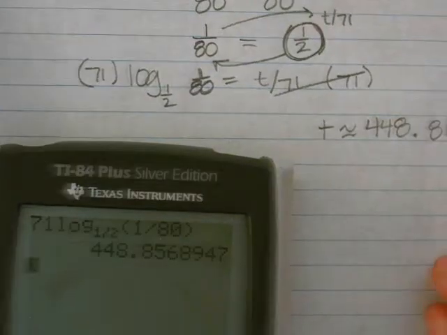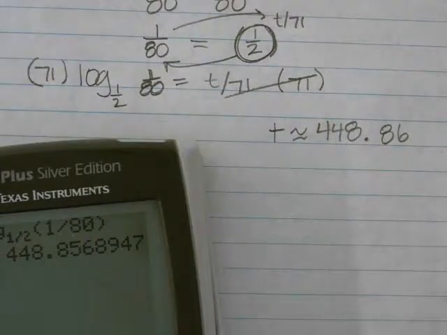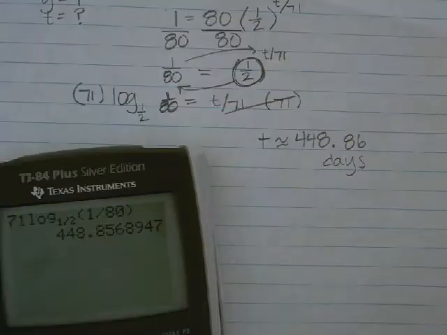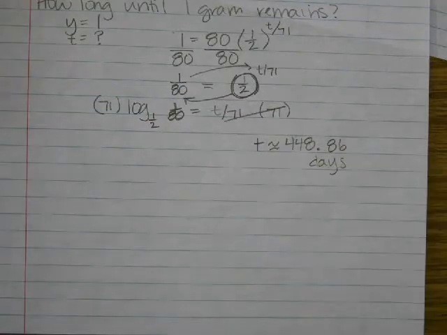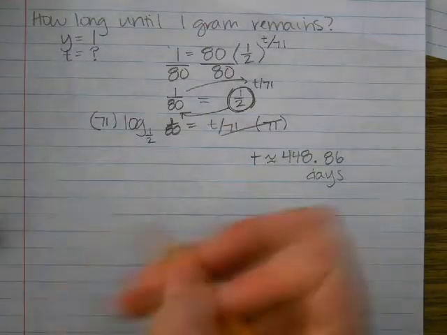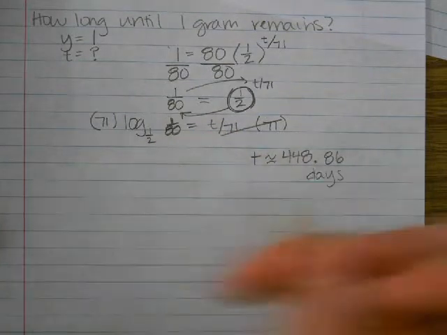So 448.86. Now our time is typically in years, but what did this problem clearly say? Days. So this is an exception to the rule. Typically we're in years. This problem happens to be in days. And then we got to go ahead and write our sentence. So we're going to say it'll take about 448.86 days before only 1 gram remains.